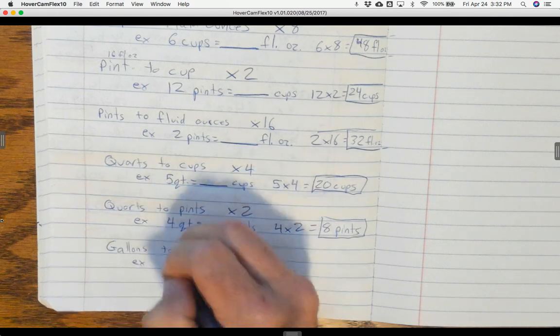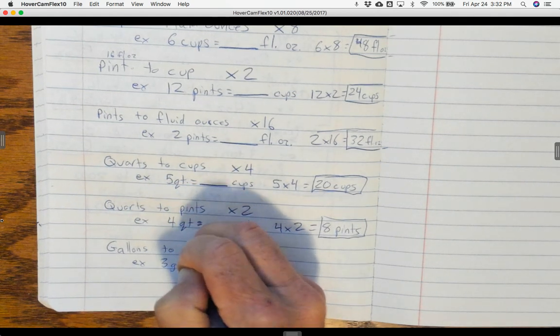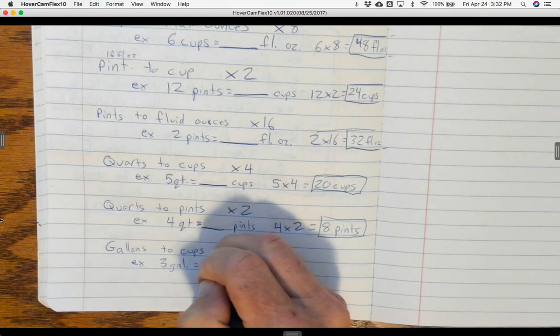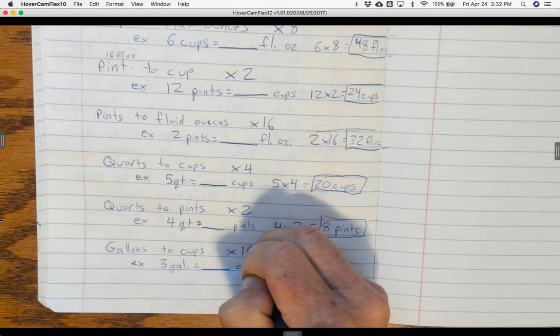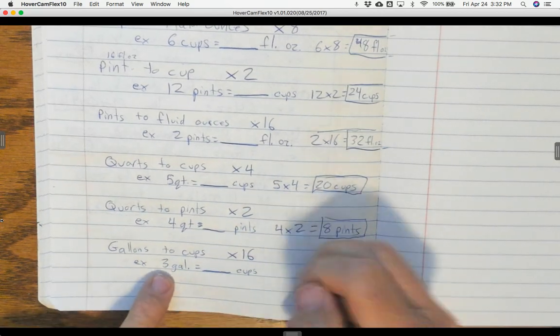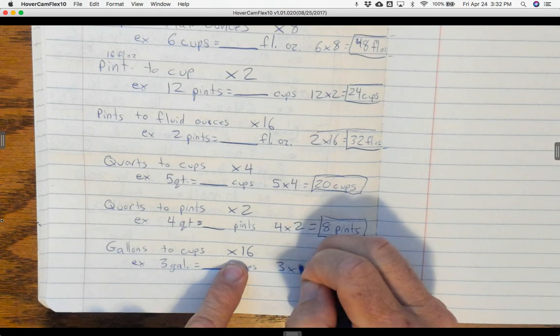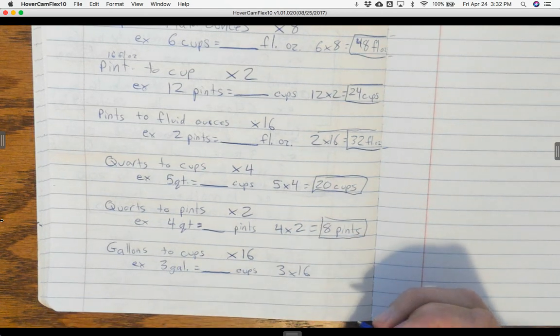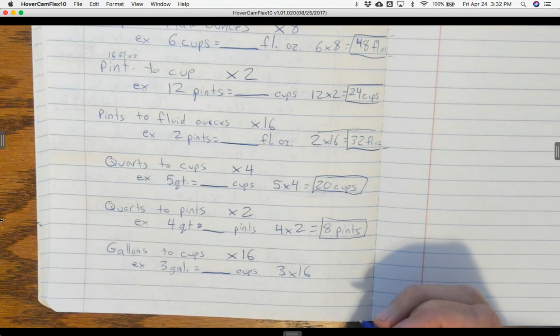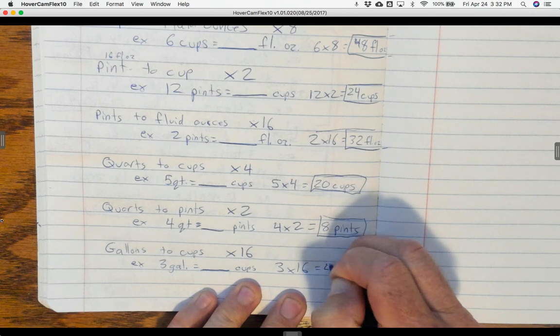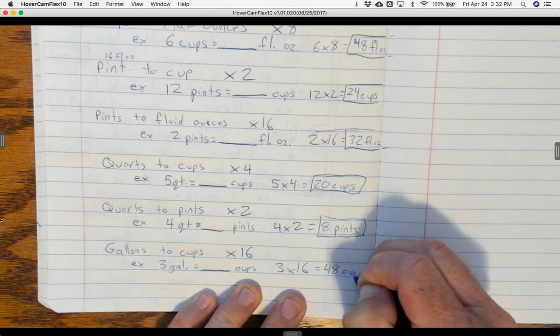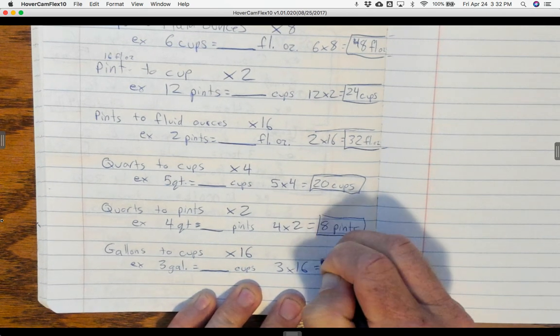Example, if we had 3 gallons and we want to convert that to cups, 3 times 16. Let's see. 3 times 16. 3 times 10 is 30. 3 times 6 is 18. 30 plus 18 equals 48. And our unit is cups.